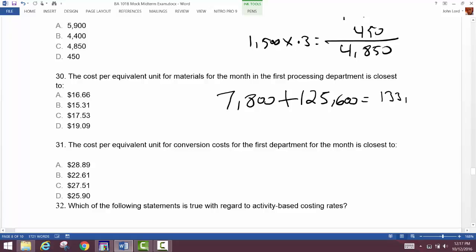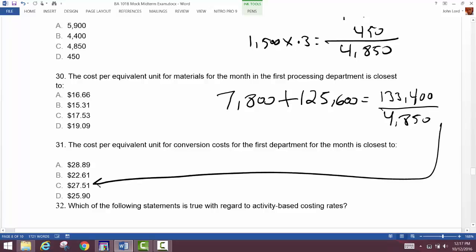Do I have a confirmation on that? Okay, 133,400, and I divide that by what? The equivalent units, 4,850, and that's going to give me what? What's the answer here? How much? 20, 2751?